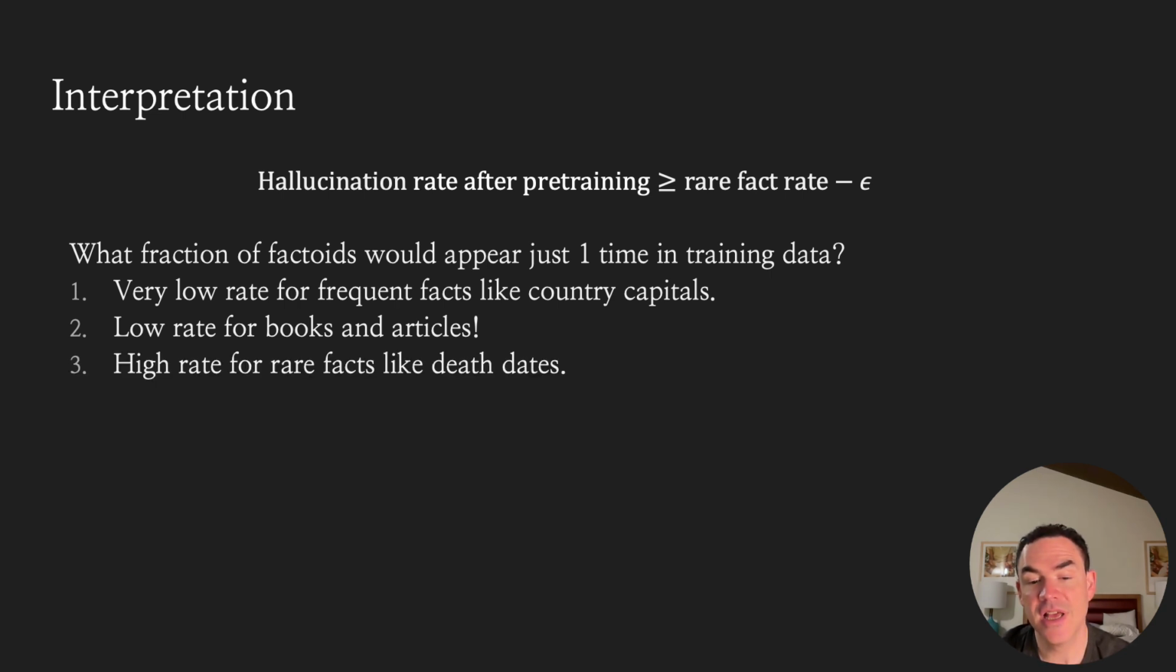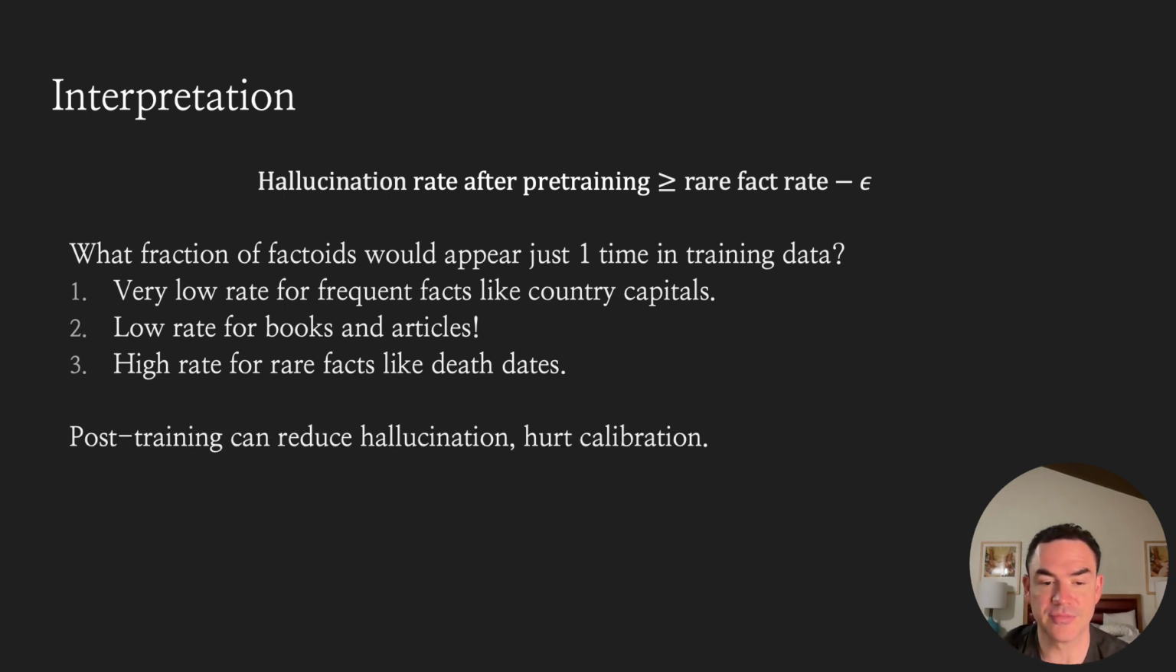And you should see a high rate of hallucinations on things like obituaries or rare facts like deaths. Somebody publishes an obituary, and if they're not a very famous person, it may appear just once in the training data. Maybe most obituaries aren't even making it into our training data, but a bunch are making it there just once.